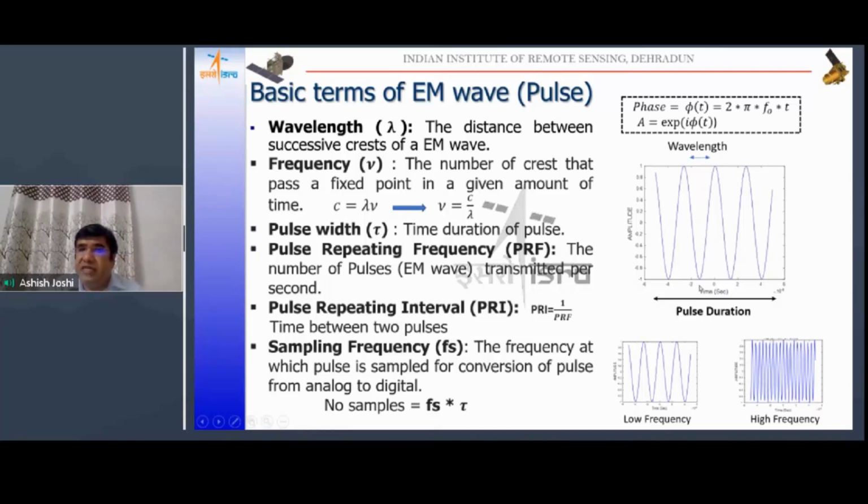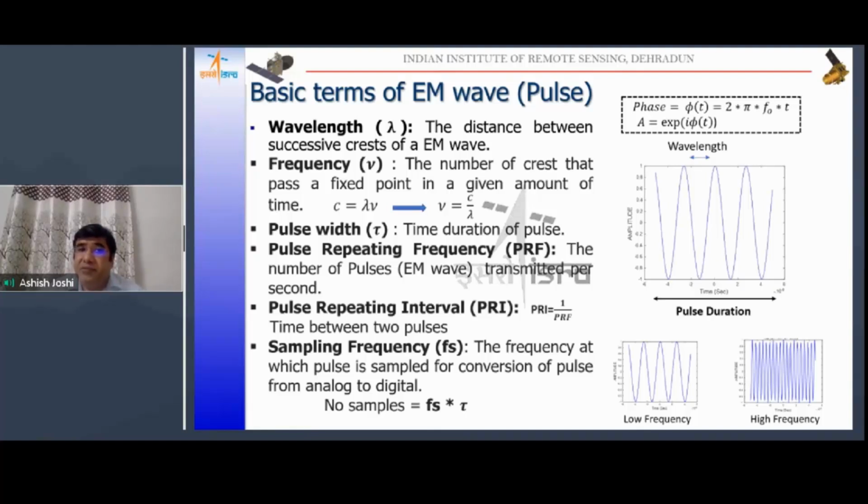The frequency is the number of crests that passes through a fixed point in a given amount of time. So that is the frequency, which is related by c = λν. So ν is given by c by λ. The pulse width is the time duration of the pulse, how much time it has traveled. That is called the time duration of the pulse, the pulse width.